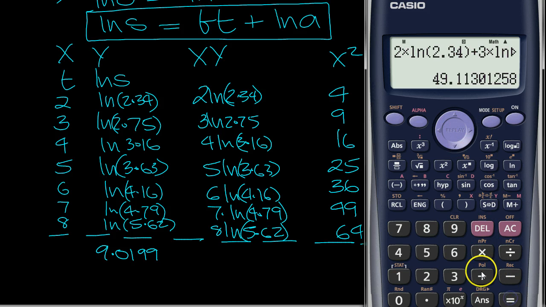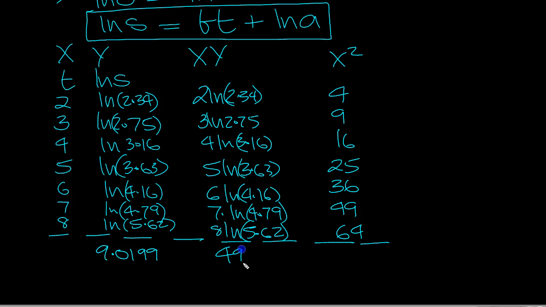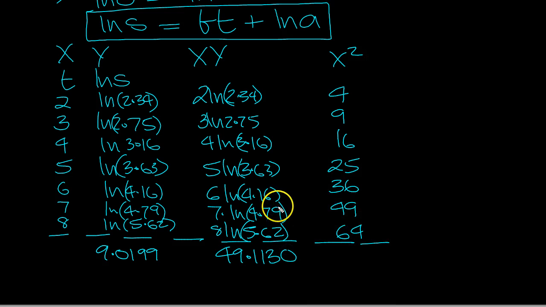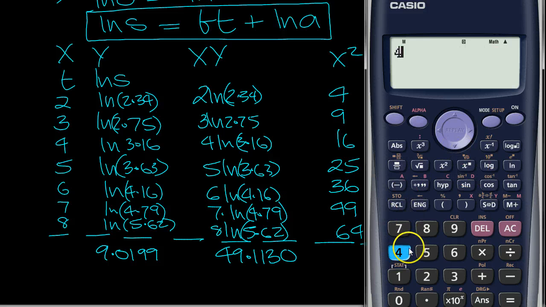Yeah, equals 49.1130. Yeah. And then sum these. Okay, well I'll just tap that in. 4 plus 9 plus 16 plus 25 plus 36 plus 49 plus 64. 203.